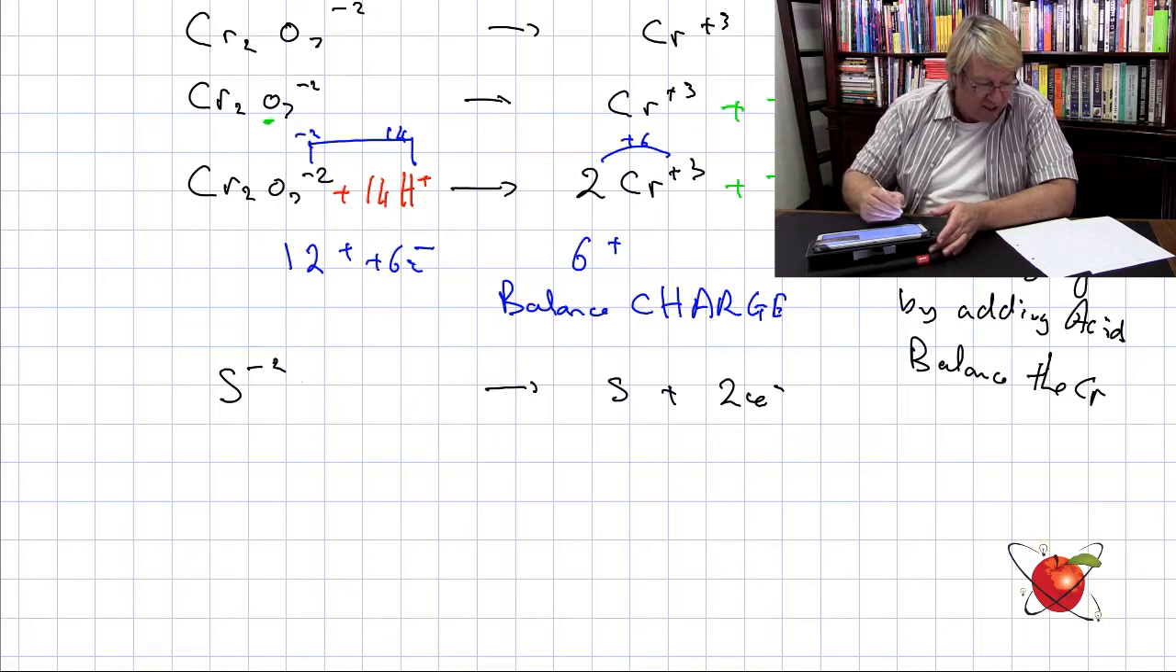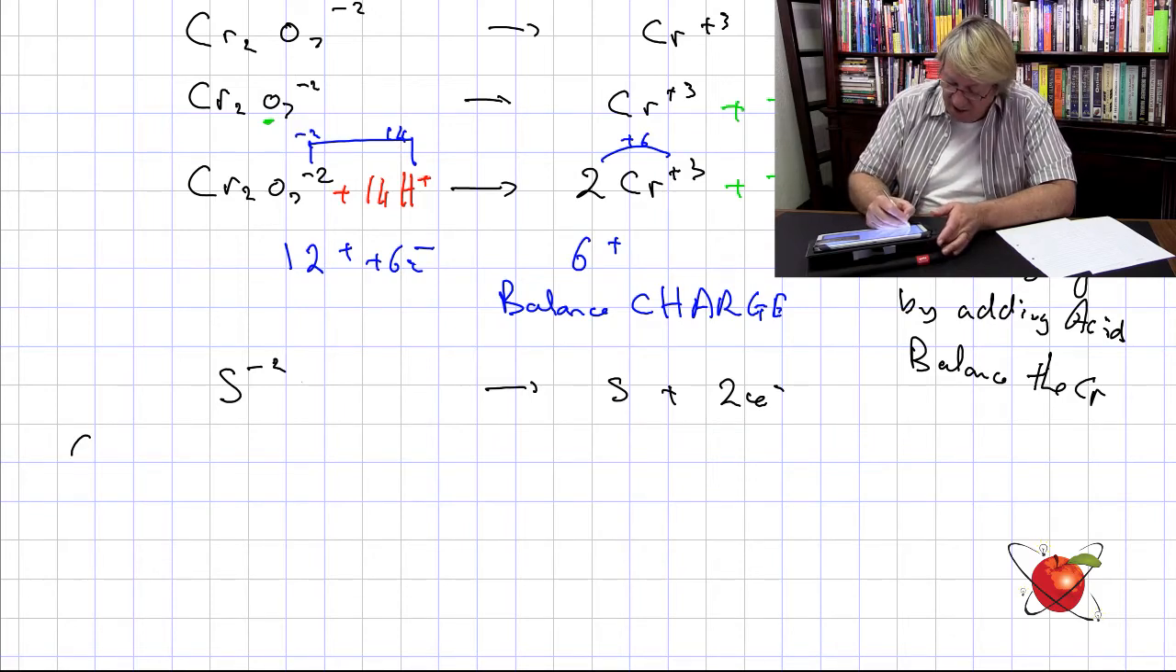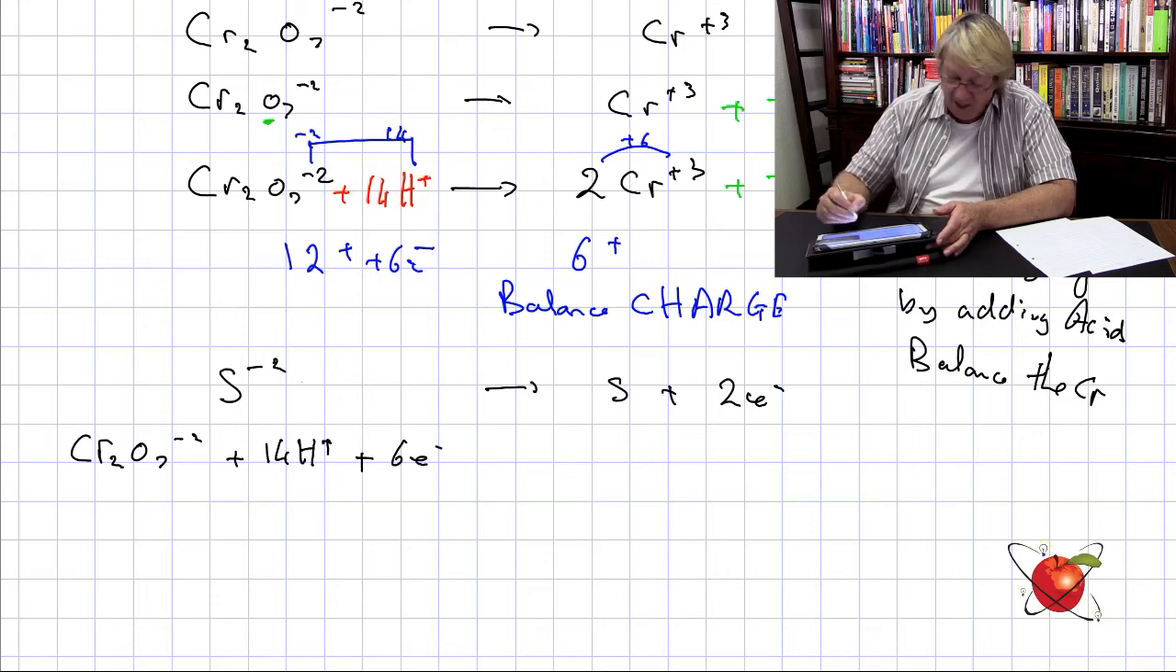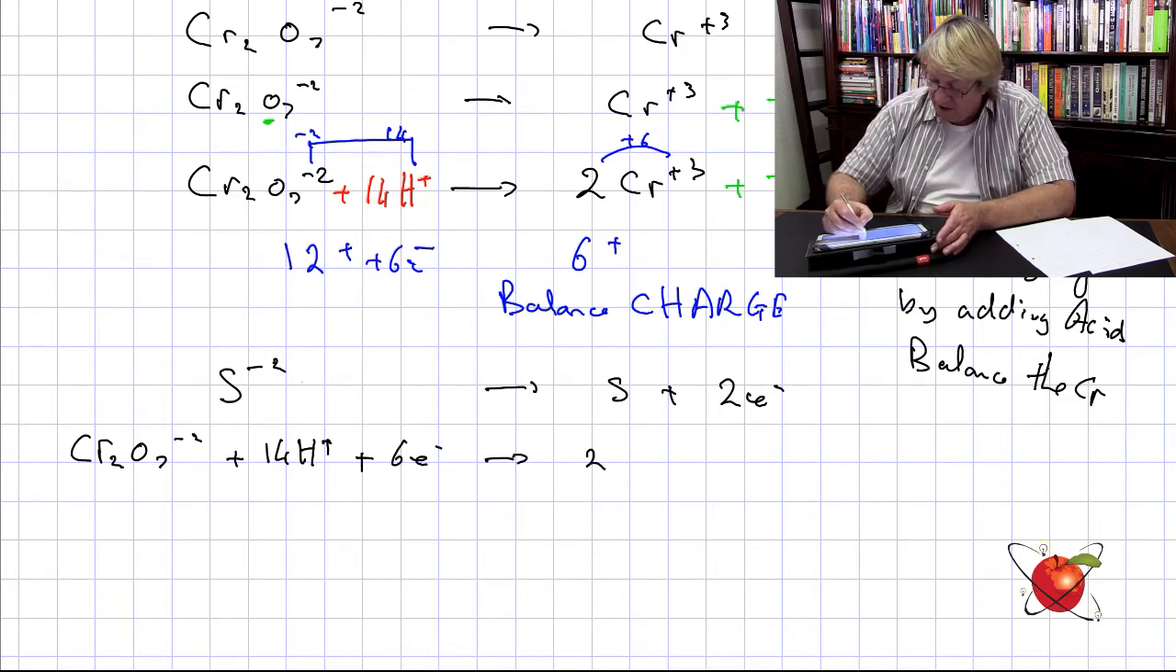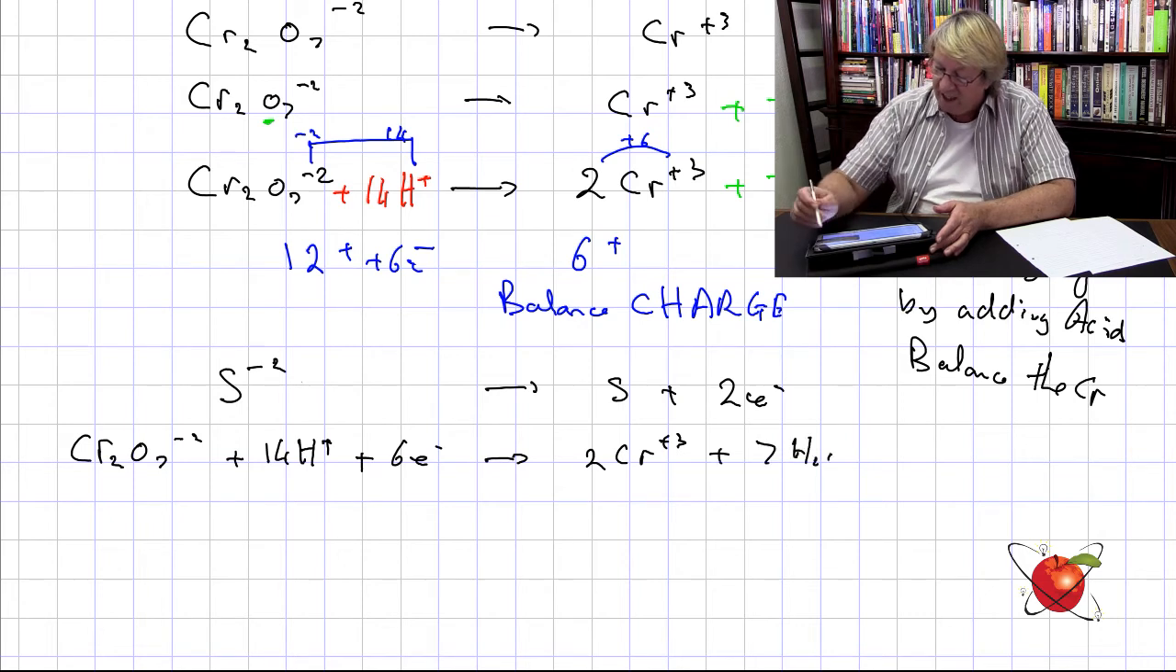All right. And if we write it down, it's going to be Cr2O7 minus 2 plus 14H plus 6 electrons is going to go to 2Cr plus 3 plus 7H2O. Can you see? That's the reaction that we just found out on this side, isn't it? There's the 6 electrons gone in, and there's balancing out the charge. So that comes from the other side.